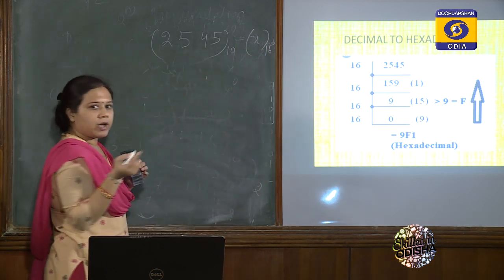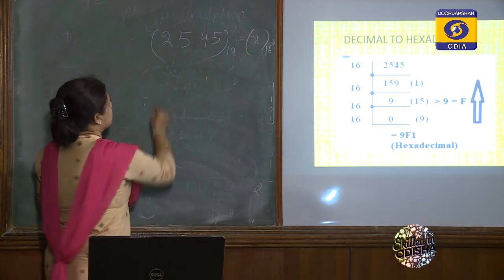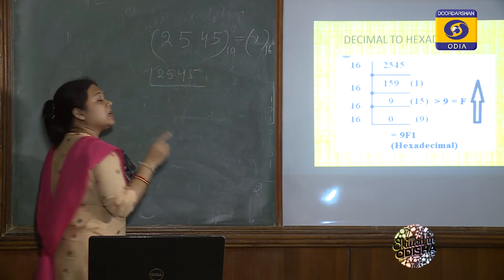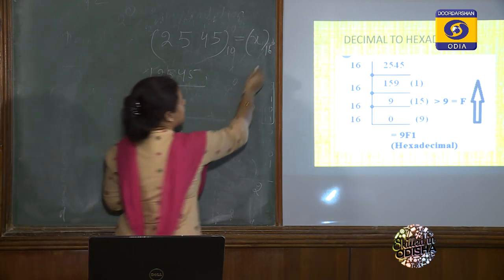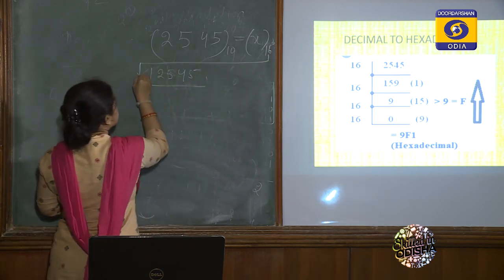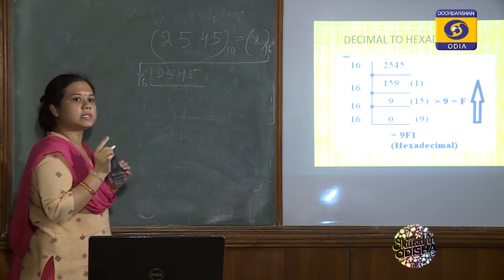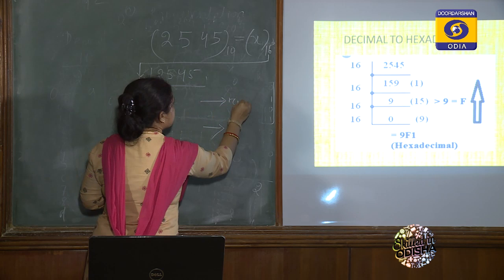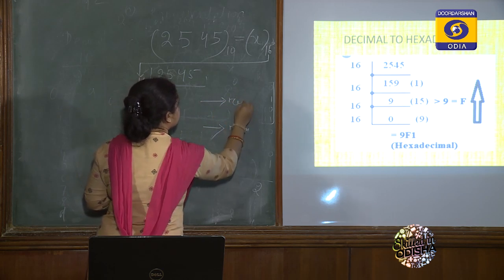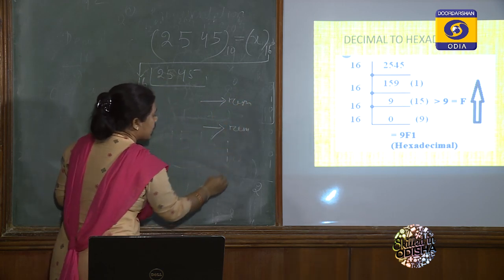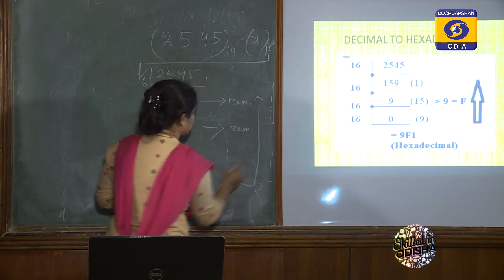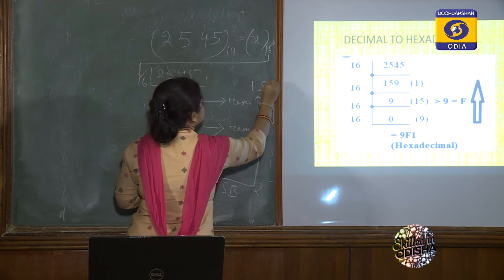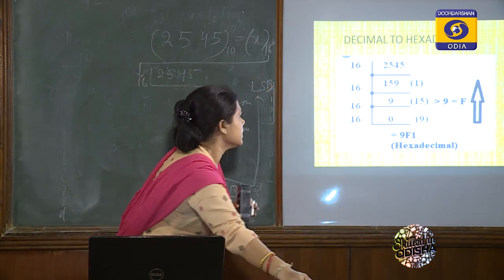Okay. So now again we have to go for the division, 2545, and we have to divide with which value? The base value, 16. We have to divide it with 16, and then we have to note down what are the remainders, like this, and then I have to go in this way, from MSB to LSB. So already it is written here.